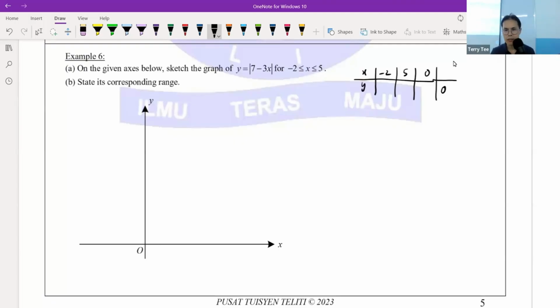Yeah. Some people say, oh, Terry, I want to use calculator. You actually can, yeah. This is the last resort. If you really don't know how to build a table of values, then you can use your calculator. Okay, let me reset this first. You can use mode 9 for table.